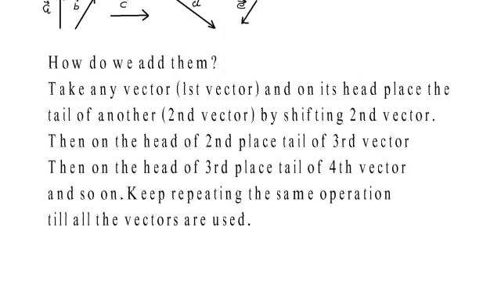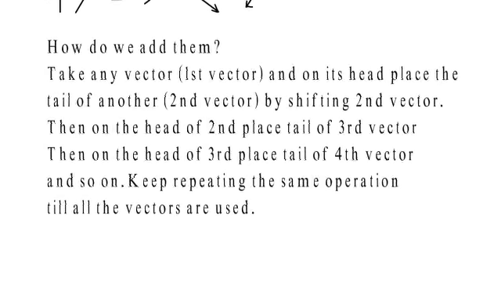Take any vector, call it first vector, and on its head place the tail of another, call it the second vector, by shifting the second vector. Then on the head of second, place the tail of third vector. Then on the head of third, place the tail of fourth vector, and so on. Keep repeating the same operation till all the vectors are used.